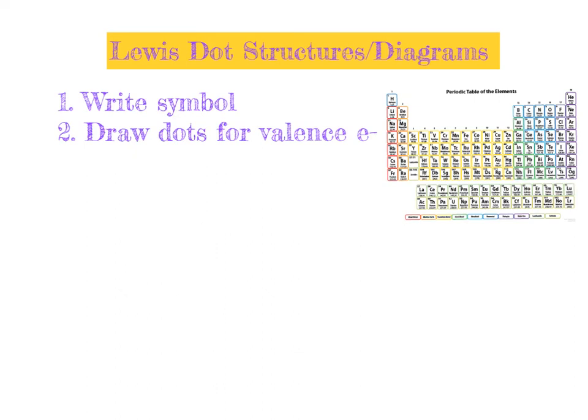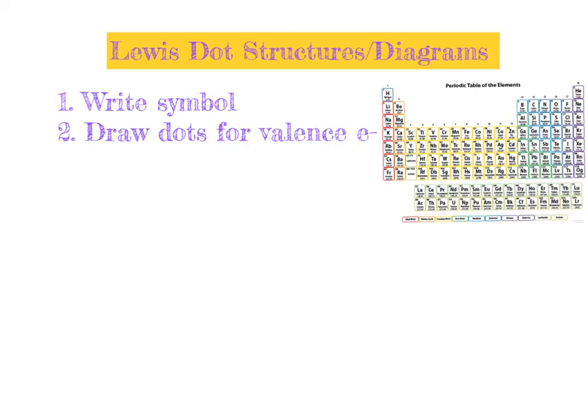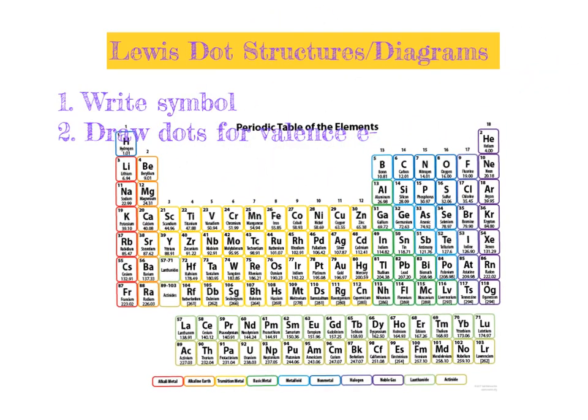Let's try one more. This is a very simple concept, so hopefully you'll get it. Let's try fluorine. Fluorine, if you take a look, is right over here. It's in column 17. Now remember I explained that the second digit is how many valence electrons it has. The max number of valence electrons is 8. So in column 17, fluorine is going to have 7.